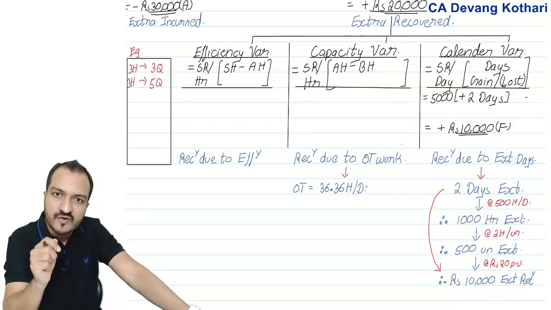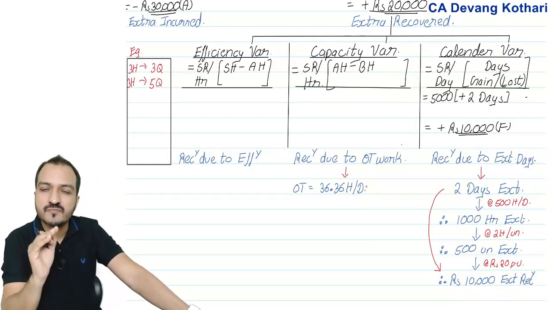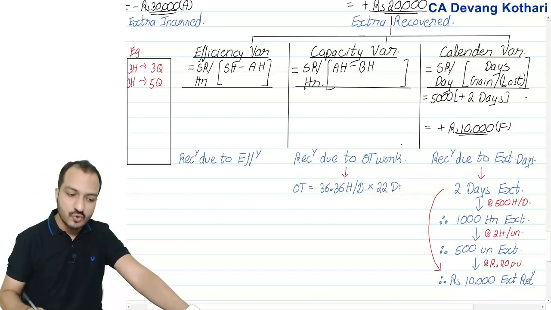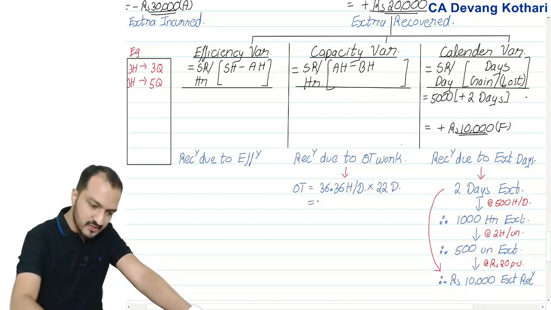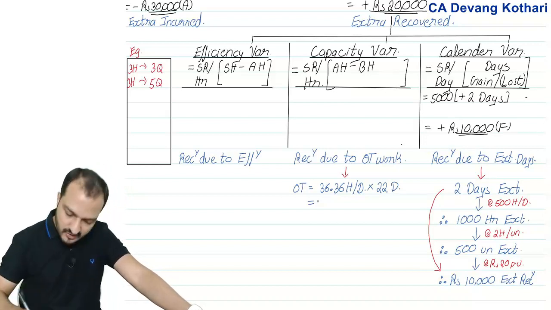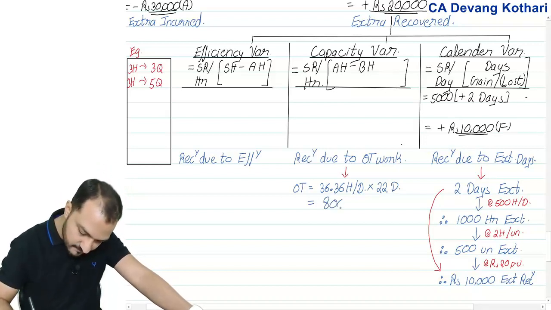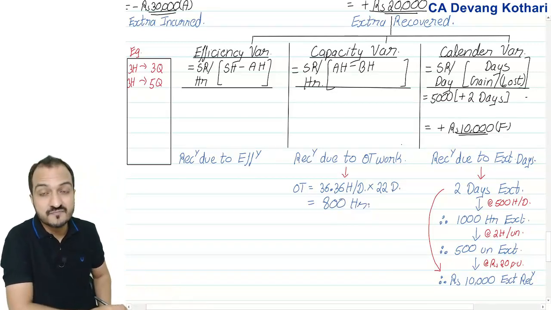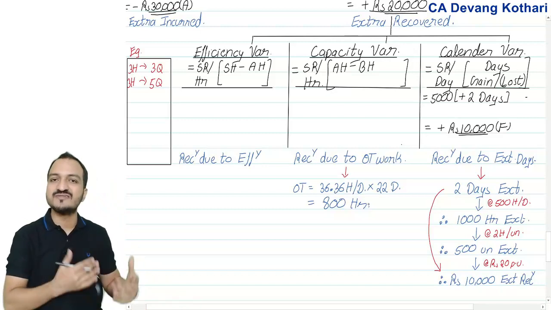And you did that overtime for how many days? You did that overtime for all the 22 days. So total overtime, 36.363636 for all the 22 days. So your total overtime turns out to be 800 hours. Yeah, that same 800 hours which was missing in my working.